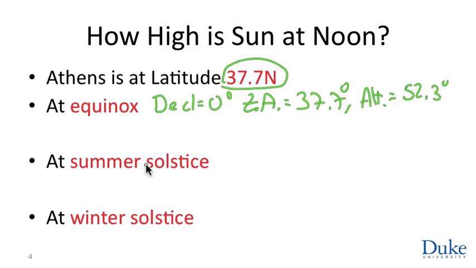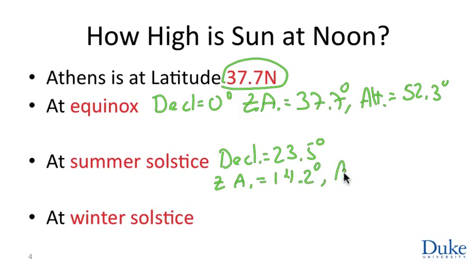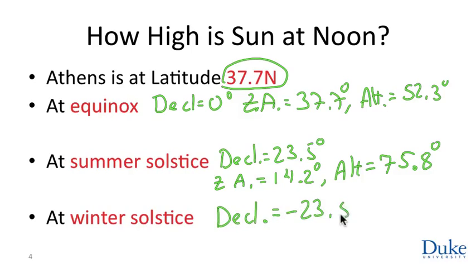At the summer solstice, June 21st, so this is the northern summer solstice, the sun has reached a northern declination of 23.5 degrees north. The zenith angle, therefore, at noon, is the difference between our latitude and the sun's declination, which at this point is only 14.2 degrees. So at noon in midsummer, the sun in Athens will reach an altitude of 75.8 degrees in the sky. On the other hand, on December 21st, the sun's declination is now negative 23.5 degrees.